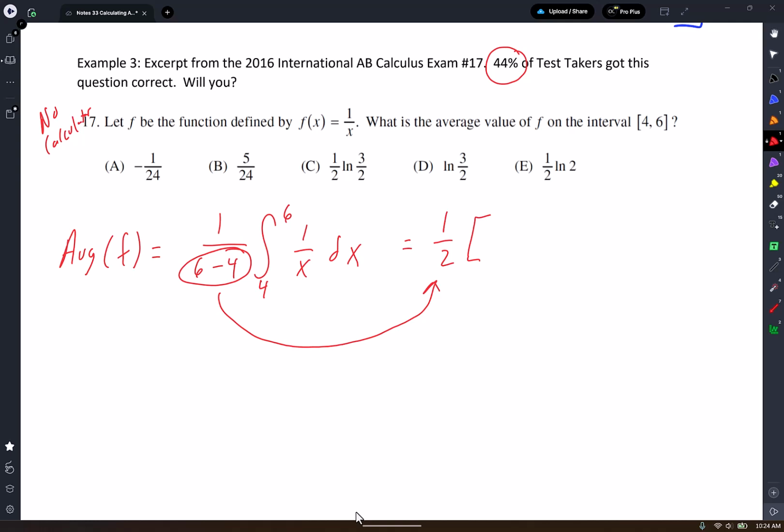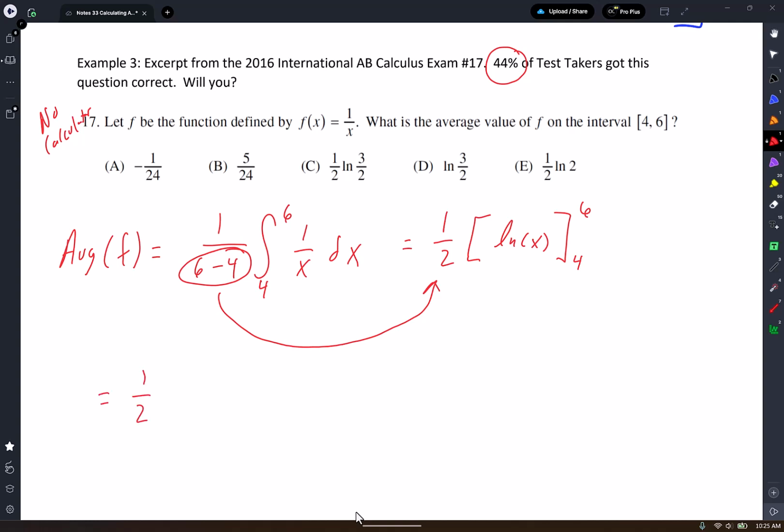What's the antiderivative of 1 over x? ln of x, and then I close my bracket, and I put lower limit 4, upper limit 6. Did you get up to here at least? Yes. Okay, now I'm going to do algebra. You can, if you want, include the half on both the terms, the upper minus lower. But since they're going to be on both terms, make life easier for yourself. Leave it factored out.